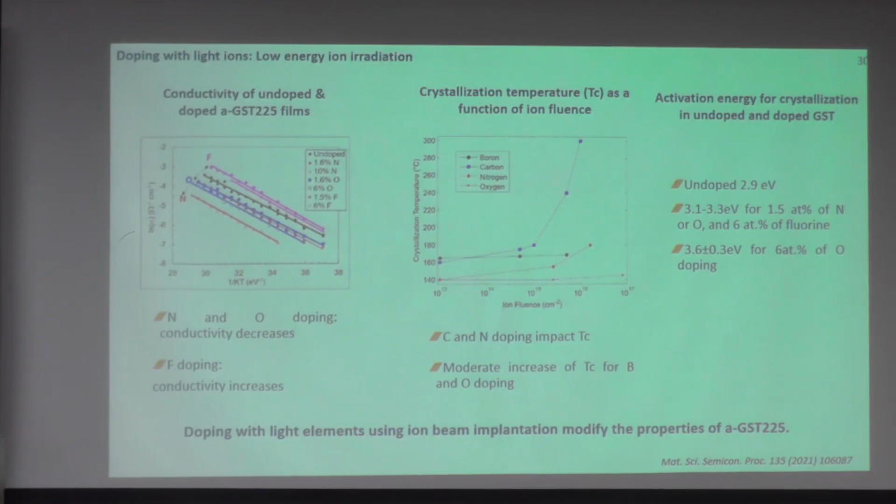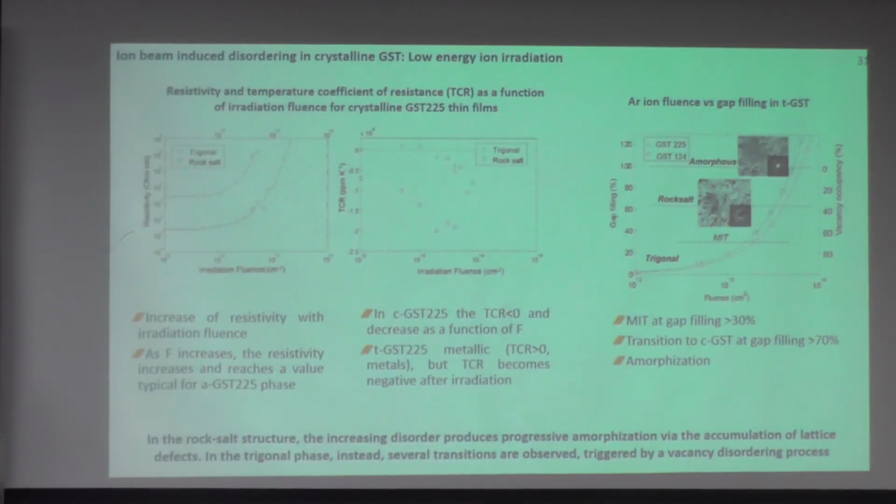So as you can see, the material properties can be tuned by ion doping. Here we considered the low energy ion range. If we go to also consider some other interesting properties, previously the irradiated amorphous materials. Here let us look at how the crystalline materials behave.